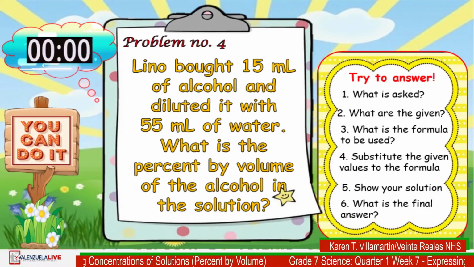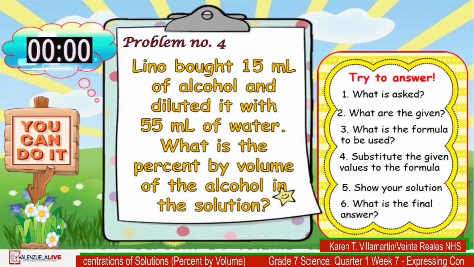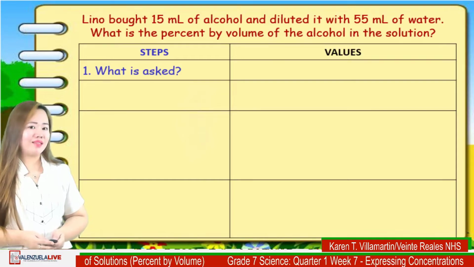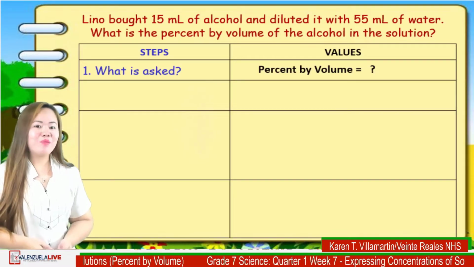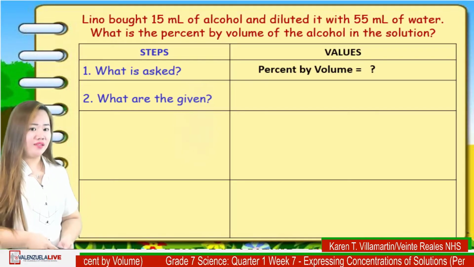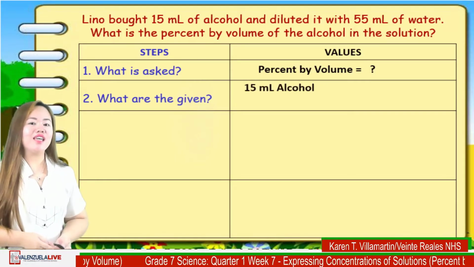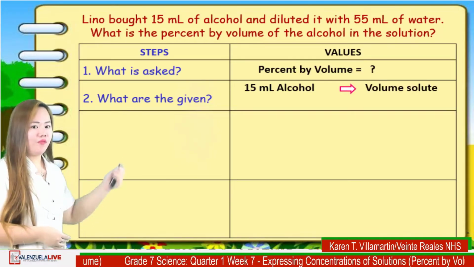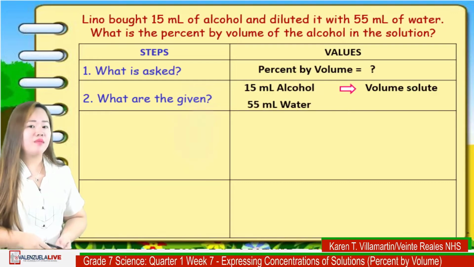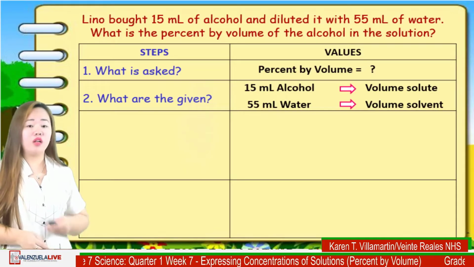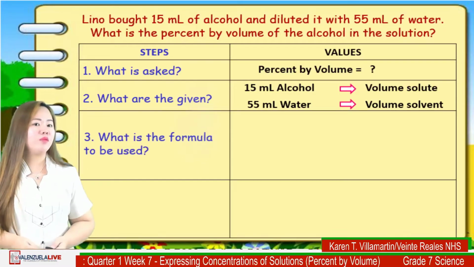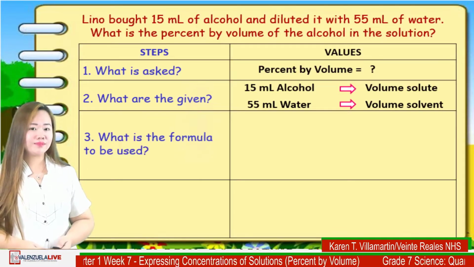Now, let us see if you got the correct answers. In this problem, what is being asked? Correct. Percent by volume. Next, what are the given? Great. The given are 15 ml of alcohol, which is the volume of solute, and 55 ml of water, which is the volume of solvent. Therefore, what is the formula we are going to use?